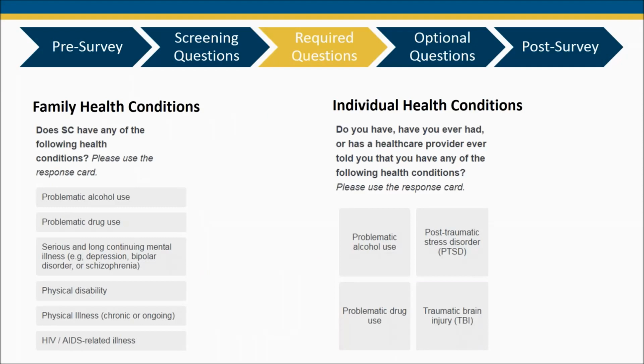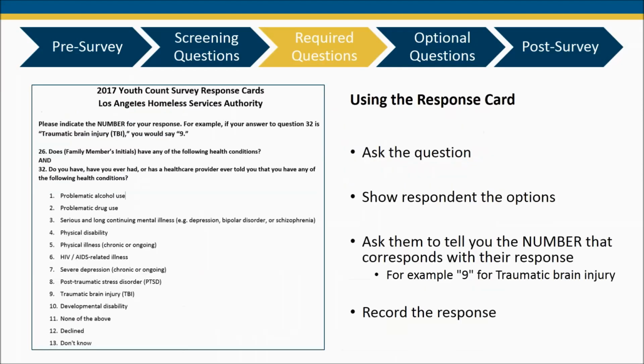When you get to the family health conditions or the individual health condition sections, this is what you'll see on your device. When you see this, go right to your response card. This is what the response card will look like. When using the response card, first ask the question, then show the respondents the options. Ask them to tell you the number that corresponds with their response. For example, 9 for traumatic brain injury. Once you receive your responses, record them on your device.